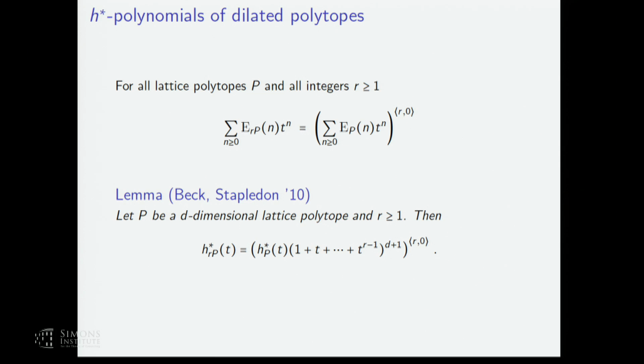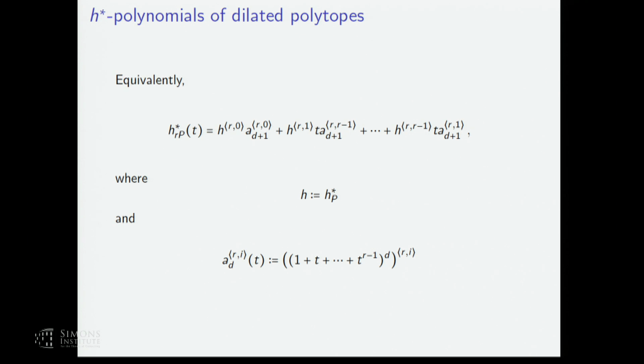So this observation here. And now, if one does some calculations, and that's what Beck and Stapleton did, then from this observation one can express the h-polynomial of the rth dilate of P in a nice way that involves the h-polynomial of the original polytope. So we take the original polytope's h-polynomial, multiply it with (1 + t + ... + t^{r-1}) to the d plus 1, and then take every rth term of it. I don't write down the calculations because it's really just modulo calculus. But an equivalent way of writing it down is in this form here, and I have to explain what all these terms mean. With h, I mean the h-polynomial of the original polytope.